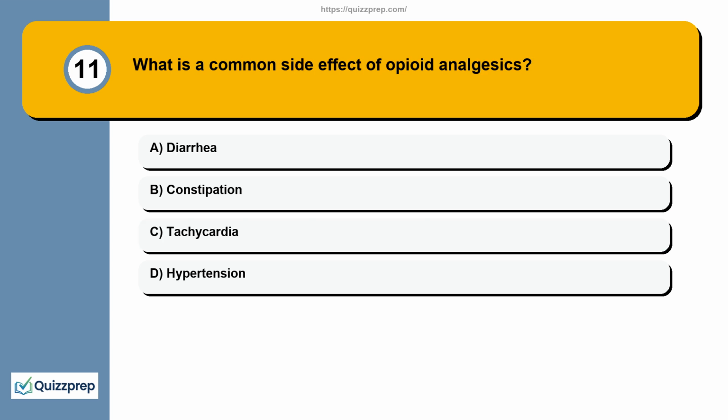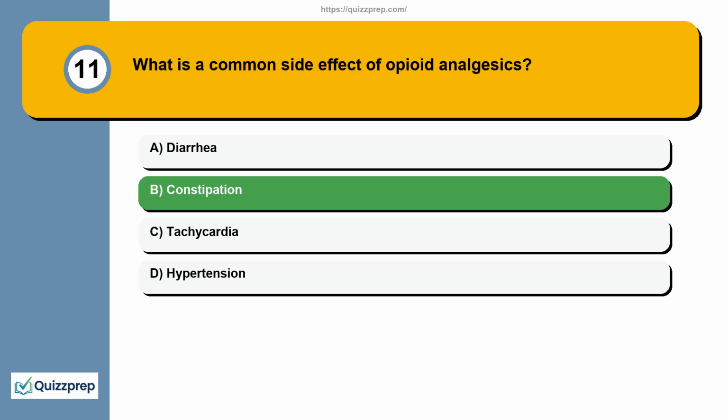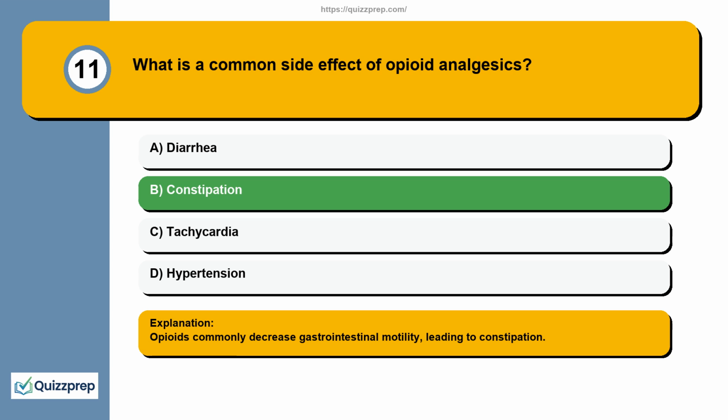Question 11. What is a common side effect of opioid analgesics? Here are your options. Option A. Diarrhea. Option B. Constipation. Option C. Tachycardia. Option D. Hypertension. The correct answer is option B, constipation. Explanation: opioids commonly decrease gastrointestinal motility, leading to constipation.